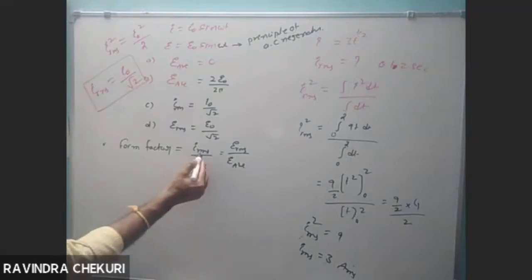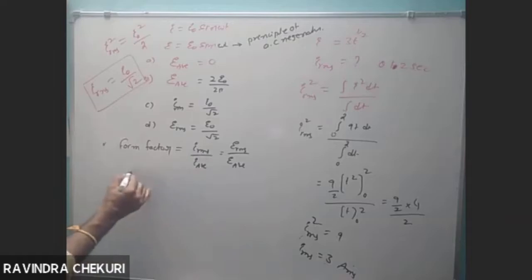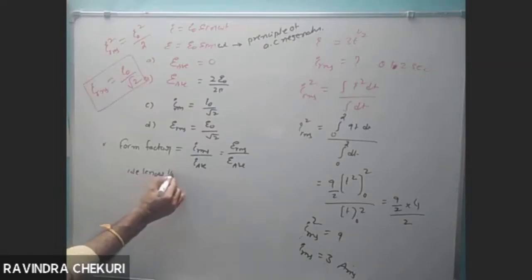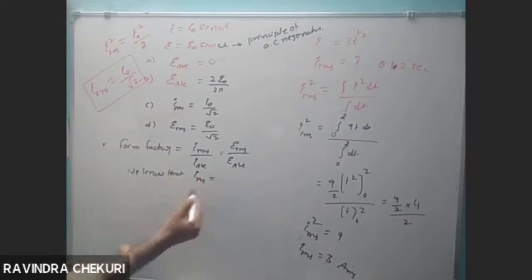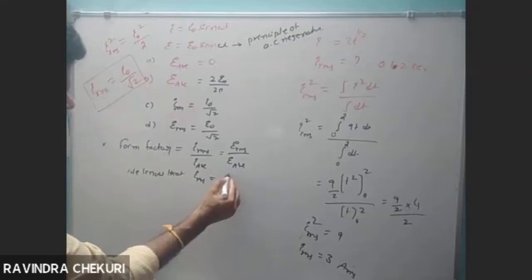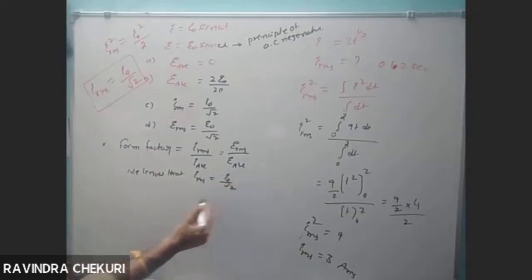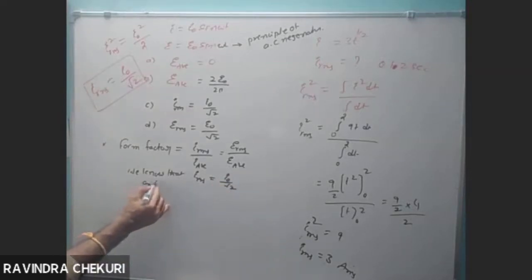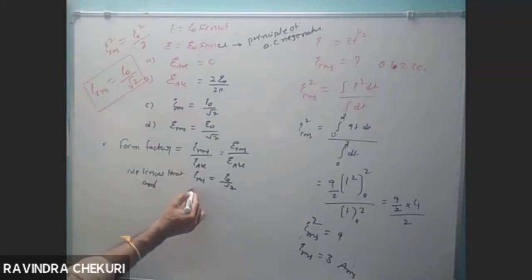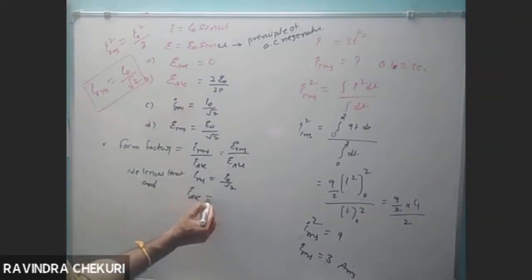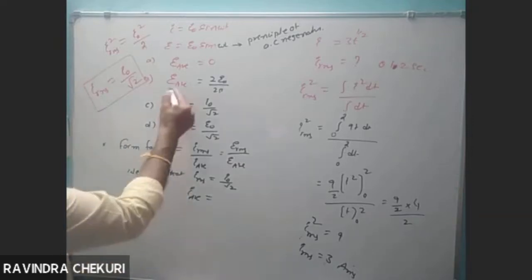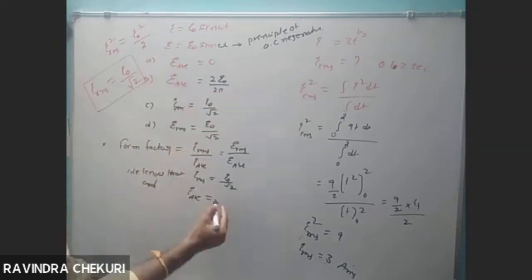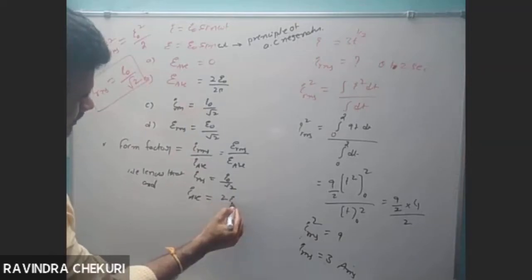What is the value of IRMS and I average? So IRMS is equal to I naught by root 2, and the average value of current over half cycle, I average, is 2 I naught divided by pi.